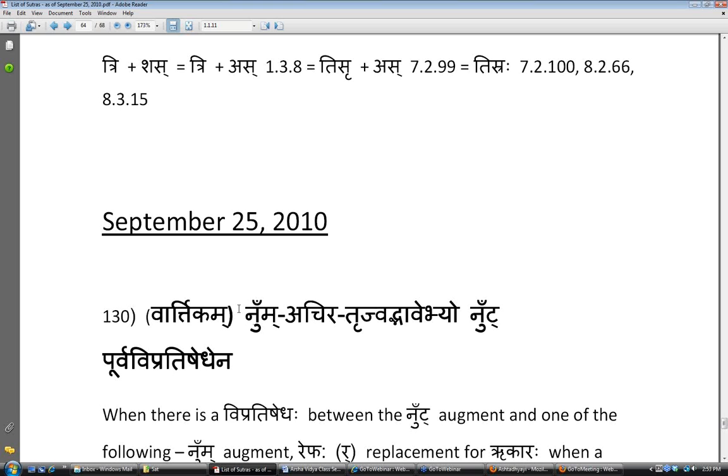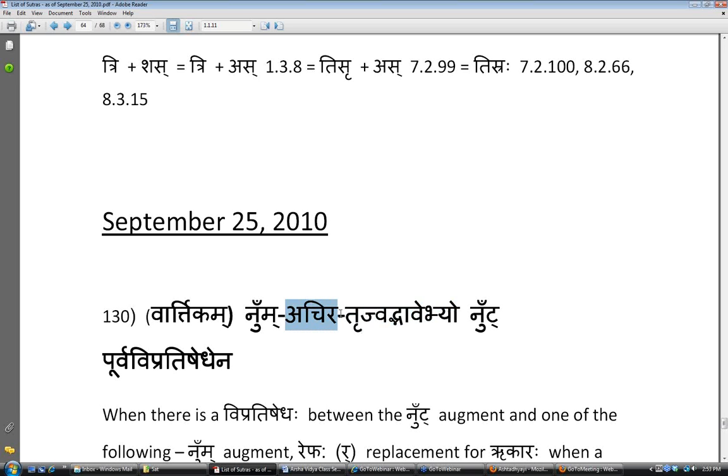Okay, this Num Agama we don't have to look at, we only need one part of this Vartikam today. We're not talking about Num Agama, and the Trijvad Bhava also we don't have right now. So only focus on this one, the Achira. Basically this Achira refers to Sutram 7.2.100. When you have to do this Repa Adesha by the Achira Rataha, that will take precedence over the Nut.